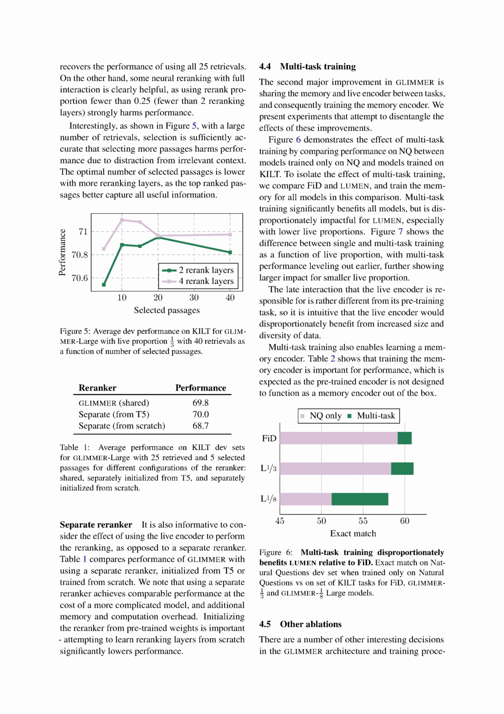Section 4.5, titled Other Ablations. We explore various decisions made in the design and training process of the Glimmer architecture. A table is provided in the section, offering an ablation study, which essentially investigates the effect of individual components of our model.